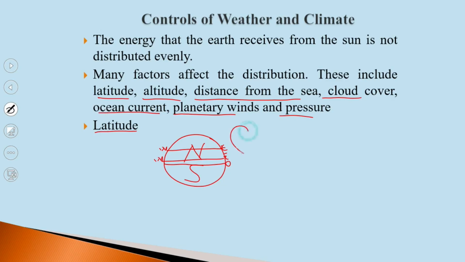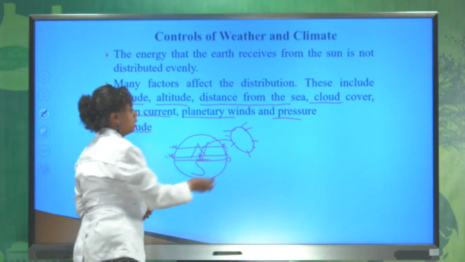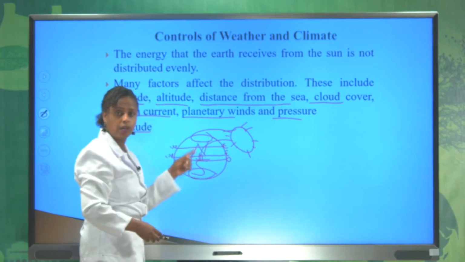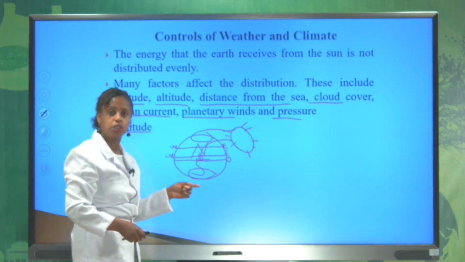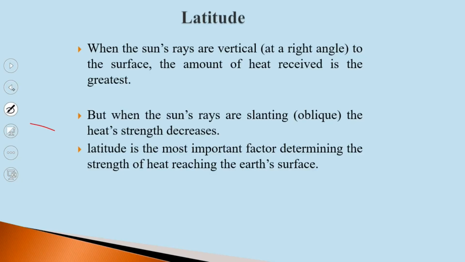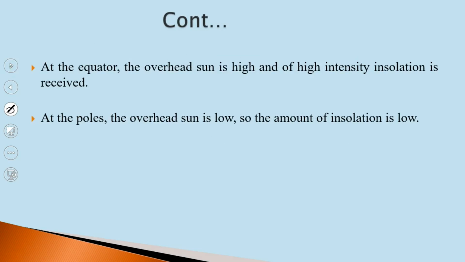When the sun rays reach the surface of the Earth at a right angle, then the amount of insolation or solar radiation becomes high. But when the sun rays reach slanting or oblique, especially at the two polar regions, then the amount of insolation or solar radiation becomes low. Thus, latitude is the most important determinant factor for the amount of heat reaching the surface of the Earth. At the equator, the amount of insolation or solar radiation is high.